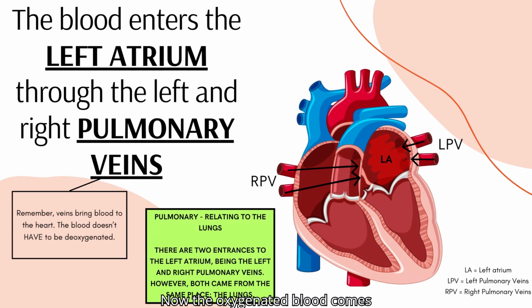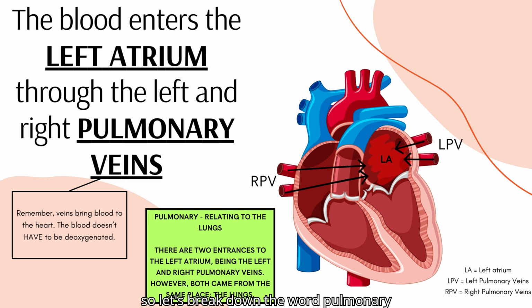Now the oxygenated blood comes from the lungs into the left atrium, and it does this through the pulmonary veins. So there are two sets of pulmonary veins. There are the left pulmonary veins and the right pulmonary veins. But the only difference is that they come from different lungs. Other than that, they serve the exact same function.